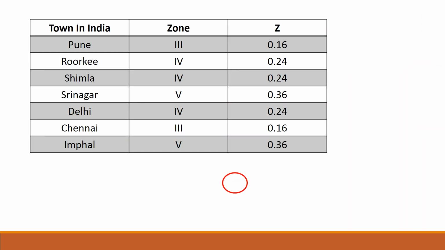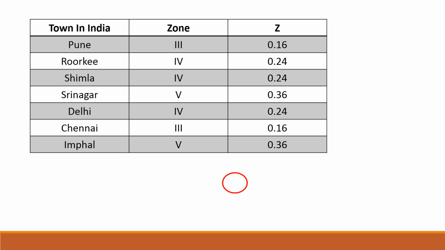Now, what is the Z factor for different cities in India and in which zones are they placed? Let's take an example given from IS 1893, wherein there are 4 zones, zone 2 to zone 5. The city Pune, for example, comes in zone 3 with a Z factor of 0.16. Similarly, the city Delhi comes in zone 4 with the Z factor of 0.24, and cities Imphal and Srinagar come in zone 5 with the Z factor of 0.36.